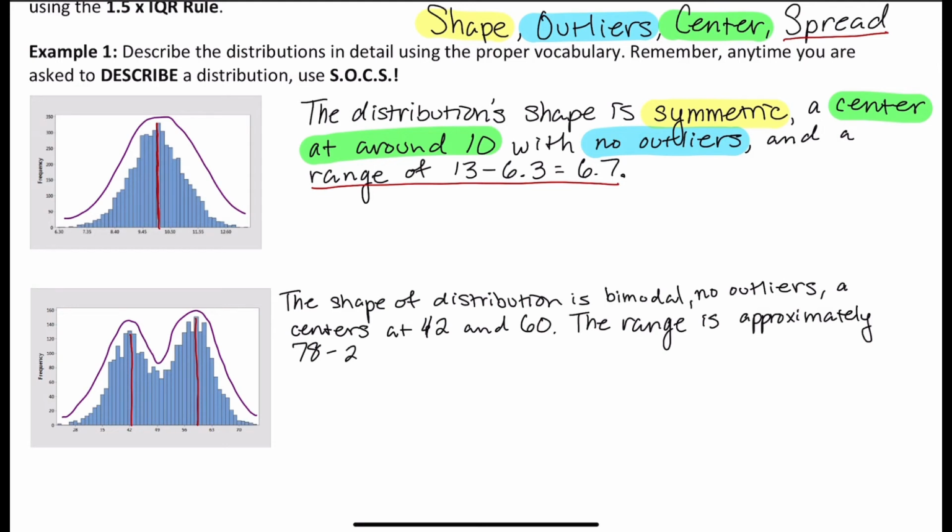So we can say that our range is about 78 minus 25. Again, those are just approximate numbers. So that'll give us a range of 53. Again, if we had those individual numbers in front of us, we would be able to find this a little bit more clearly.